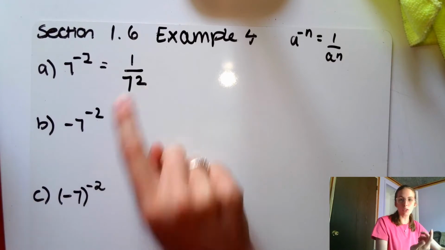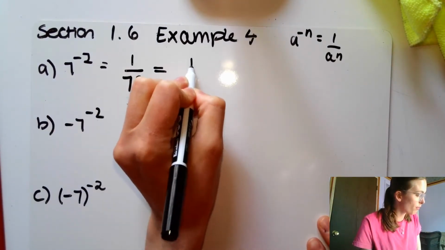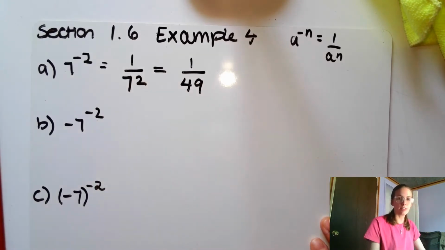And then we have one more step. 7 squared is 49. So we just fully simplify there. So that's 1 over 49. Okay.